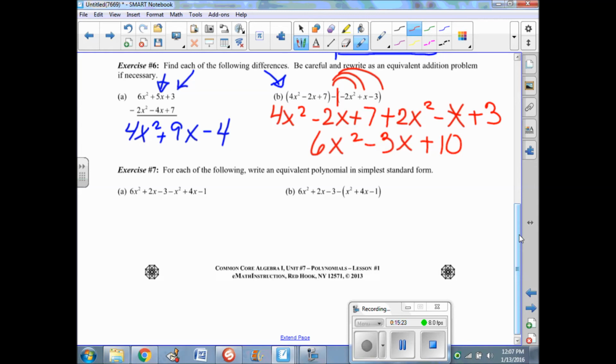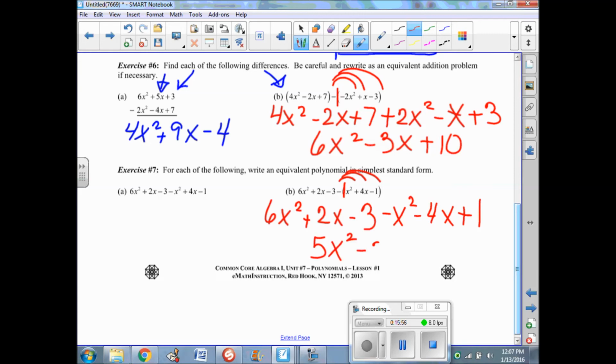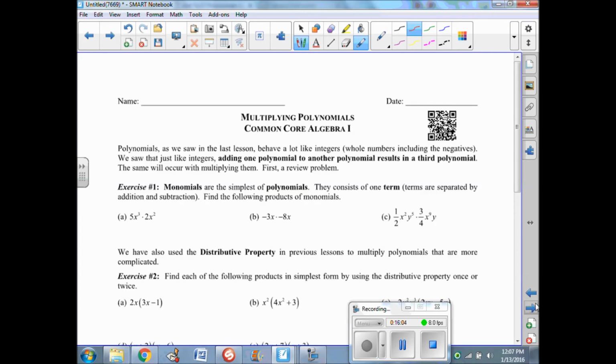All right. For each of the following, write an equivalent polynomial in simplest standard form. Let's go to B. I like B, okay? A, pretty simple. Let's look at this one. So we've got to distribute that negative 1. So I'm going to start my rewrite of the terms I don't need to do anything with yet. But now I'm going to distribute that negative 1 and combine my like terms. I should end up with 5x squared minus 2x minus 2. Go ahead and flip over to lesson 2, which is multiplying polynomials.